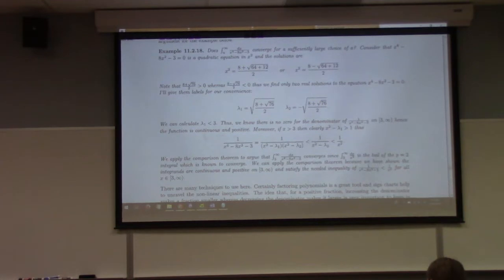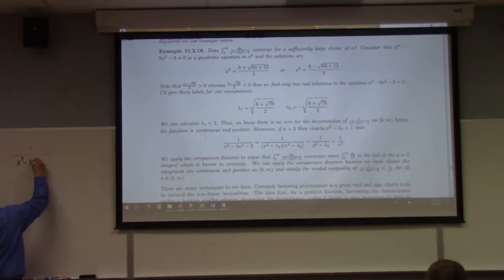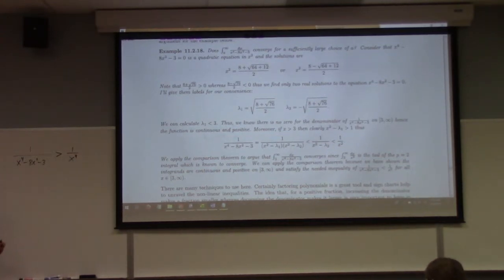So the question is, can you compare it? Well, to compare it directly, you need to make this thing smaller than 1 over x to the fourth, right? But the trouble is, I'm subtracting from x to the fourth, right? So strictly speaking, 1 over x to the fourth minus 8x squared minus 3 is greater than 1 over x to the fourth, all right? Because I'm making the denominator smaller, right? So I can't do a direct comparison.